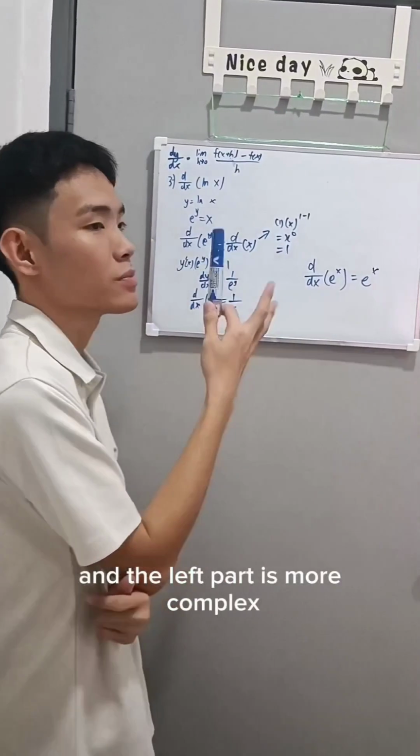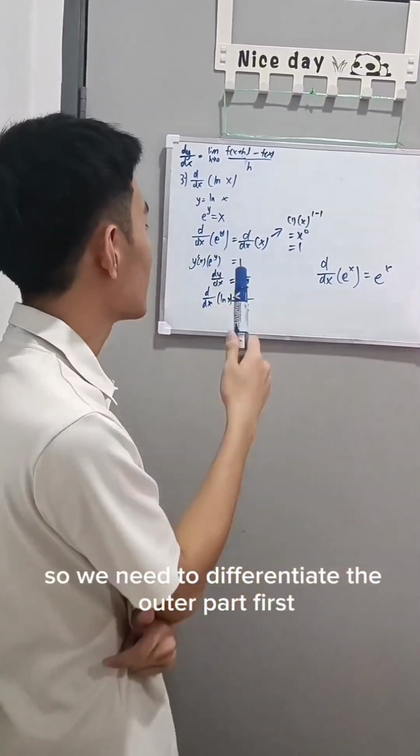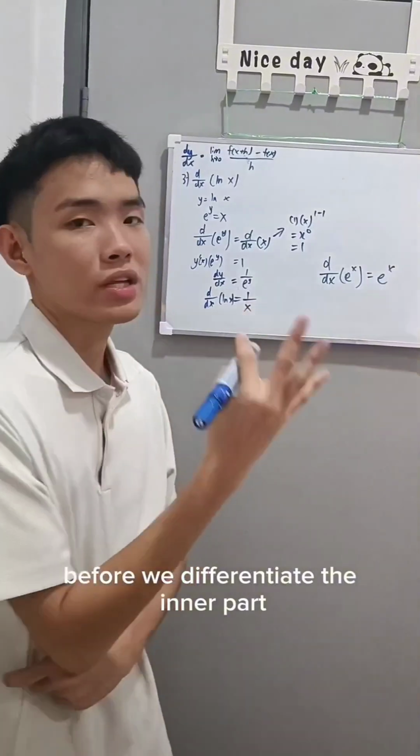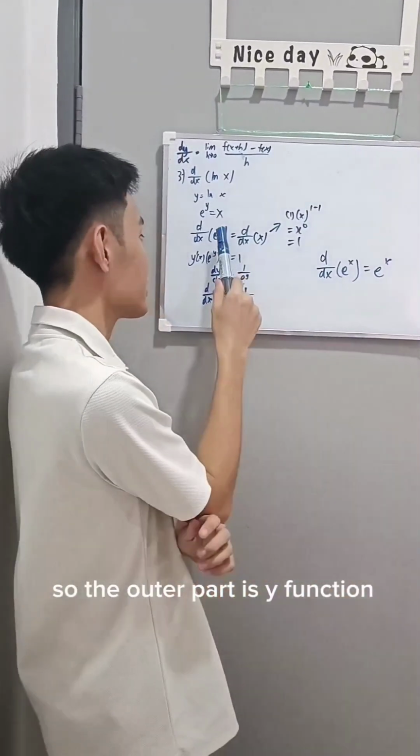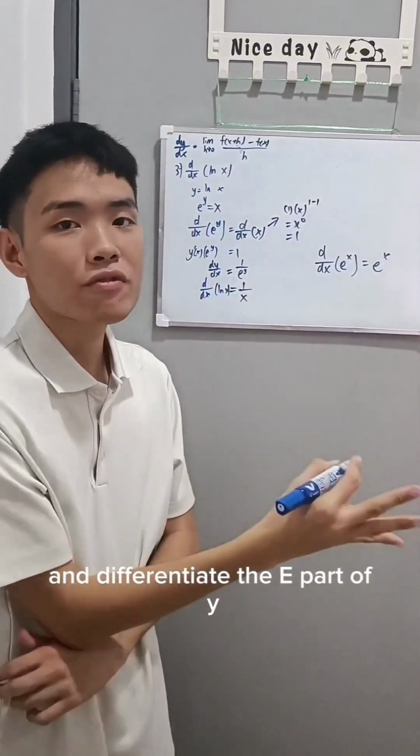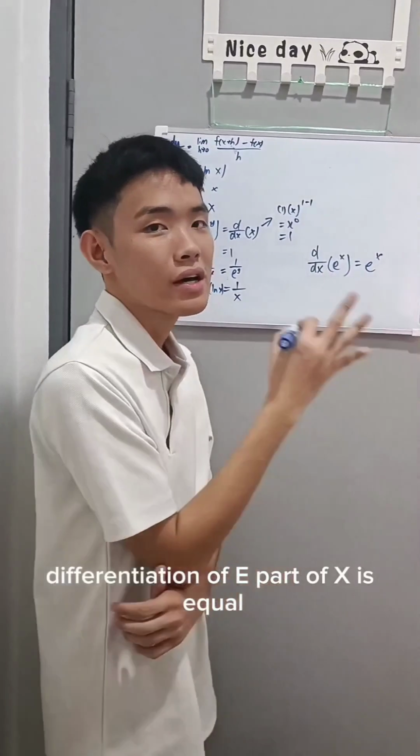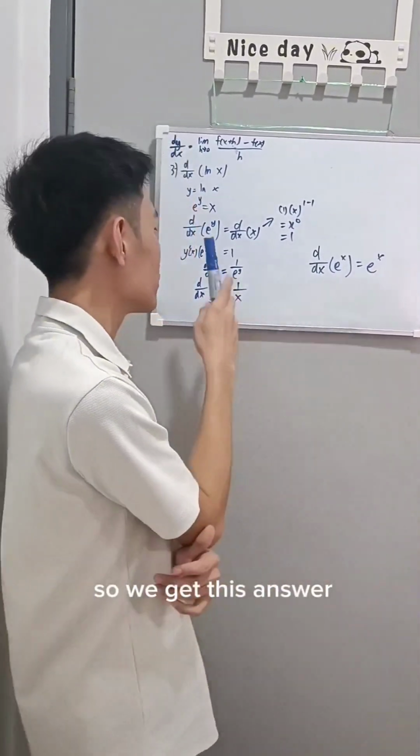The left side is more complex because it involves a composite function. We need to differentiate the outer part first before we differentiate the inner part. The outer part is the e to the power of y function, so we differentiate the y, which becomes y prime of x, and differentiate e to the power of y. We know that the differentiation of e to the power of x is always equal to e to the power of x. So we get this answer.